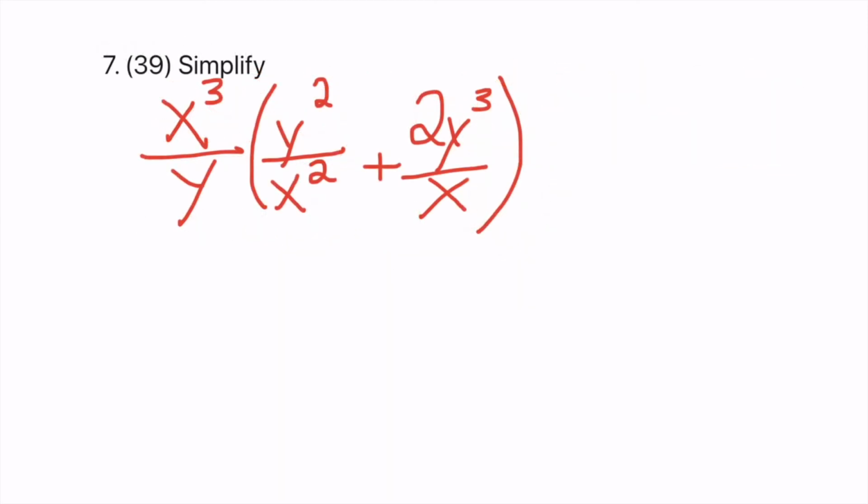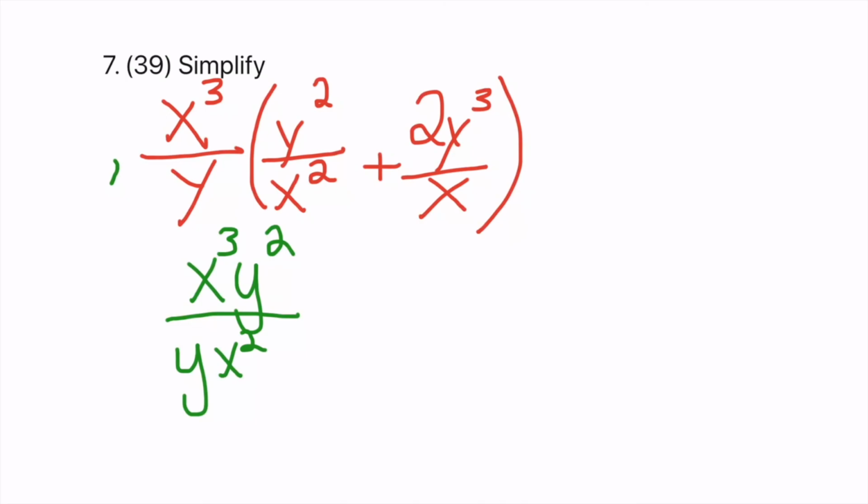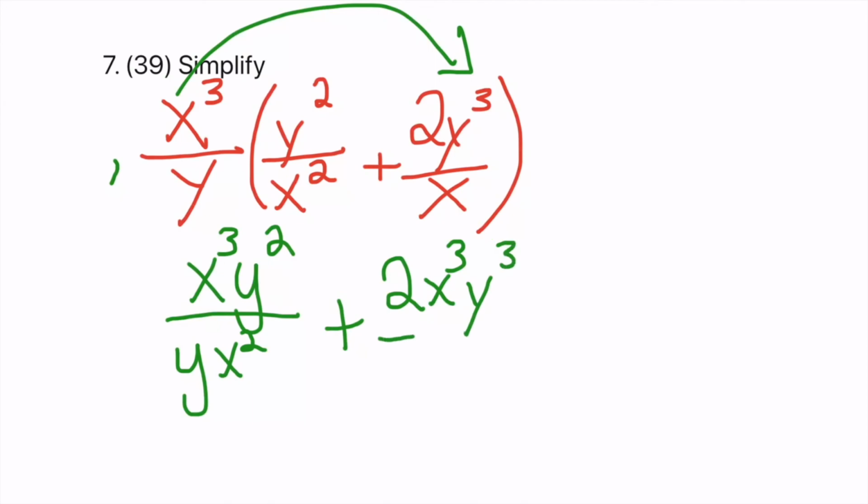Simplify. So this one we need to distribute this x cubed over y to both pieces of fractions in the parentheses. So let's start with the first fraction. So we have x cubed times y squared. Those can't be combined, so we just write them like this. And now let's do the denominators. We have y x squared plus, and now we have to distribute it all to the second fraction. So we have 2 and then x cubed y cubed all over yx.